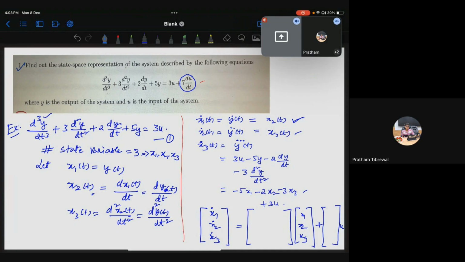Now you can see what this matrix is. This matrix is 0, 1, 0, because I need to get x2 here, that's why I kept 1 here. Clear? Then the second row is 0, 0, 1, because I need to get only x3 here. For the input matrix this will be 0, 0. The third row is minus 5, minus 2, minus 3, and the input entry is 3. Is this clear? Please check this method once.